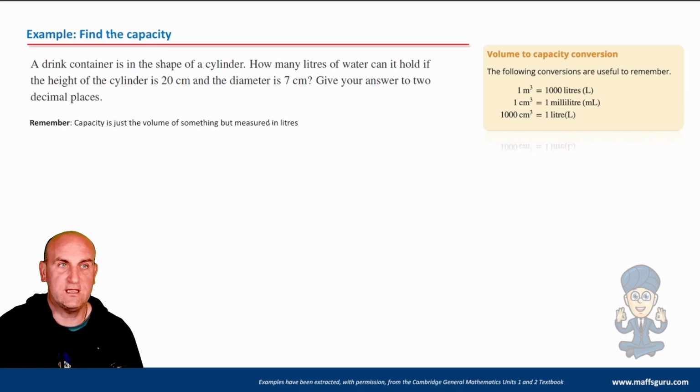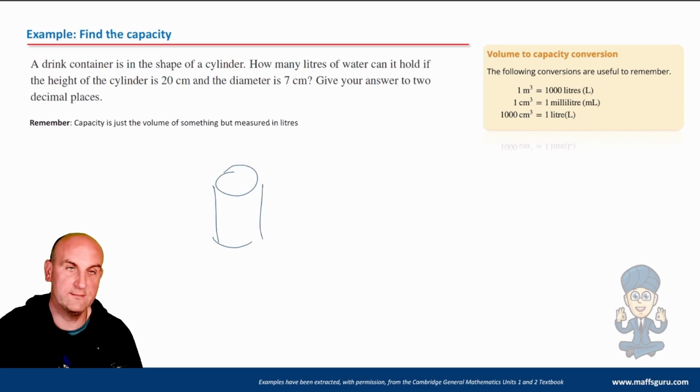Right. A drink container is in the shape of a cylinder. Okay, so there's my cylinder. Quick diagram's not going to hurt. How many liters of water can it hold if the height of the cylinder is 20 centimeters? And the diameter, oh, they're trying to trick us. The diameter is 7. Now, if we remember, my volume is given by the area of cross-section. So that's the circle, but the area of a circle is given by pi times radius squared. And that's going to be times by 20.